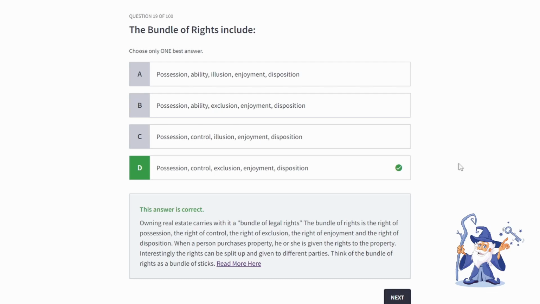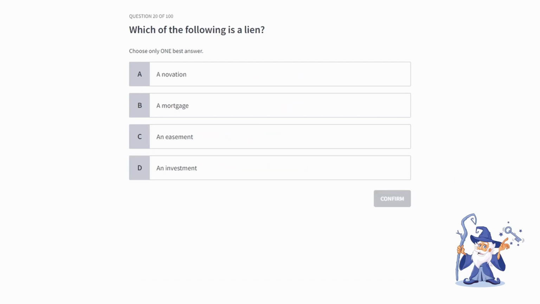Won't get too much into what those are. We might talk about those later. But essentially, those are your rights to do what you want with the property. And obviously they have their different meanings, but a good way to think of a bundle of rights is like a bundle of sticks, because you can split them up if you want, give them to another party, or just keep them all to yourself. Completely up to you. All right, next.